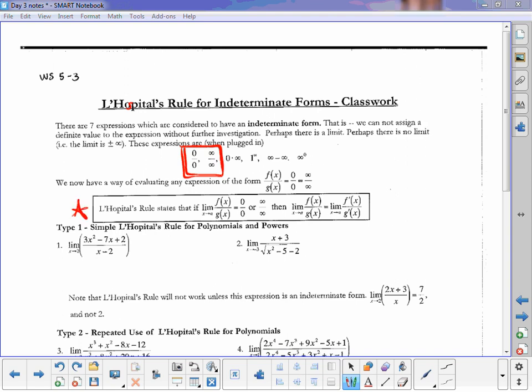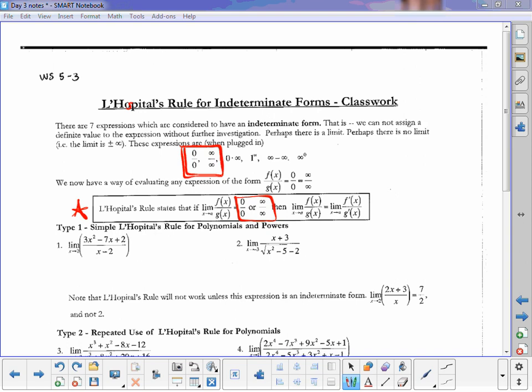So this is what it says. L'Hopital's rule states that if the limit, when we do direct substitution, is 0 over 0 or infinity over infinity, then what we can do is take the derivative of the top function, the derivative of the bottom function, and then evaluate the limit. So the limit of f of x over g of x, if it gives us the indeterminate form in this format, I can instead say that's equal to the limit of the derivative of the top over the derivative of the bottom.